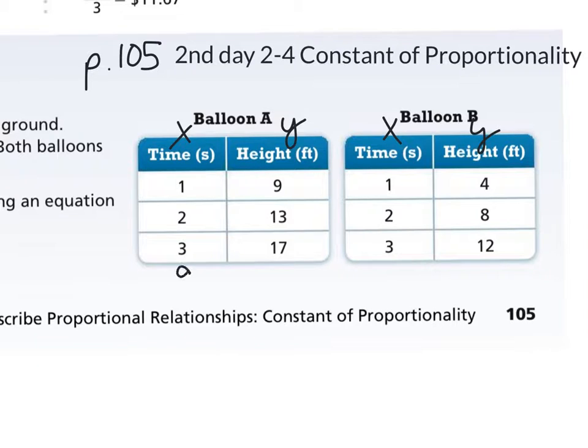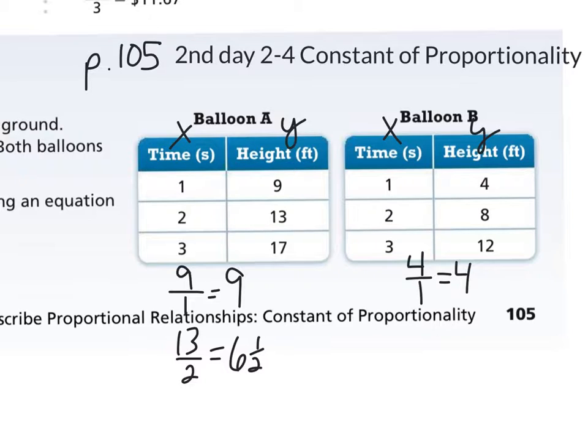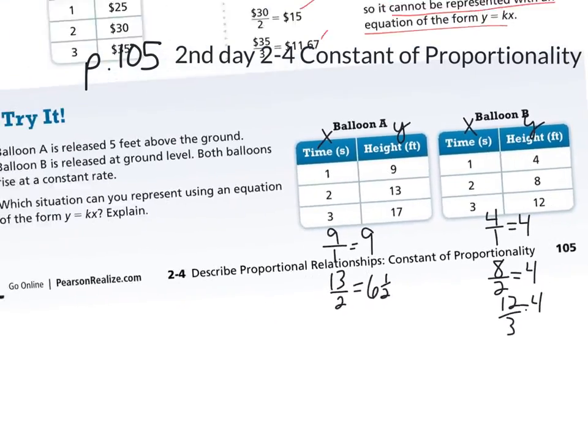So we've got, with balloon A, 9 divided by 1 is 9, 13 divided by 2 is 6.5. So already I can tell that those are not going to be proportional. Those don't come out the same. For balloon B, we'd have 4 divided by 1, which is 4. 8 divided by 2, which is 4. 12 divided by 3 is 4. So all those come out even when we do y divided by x, and so that is proportional.